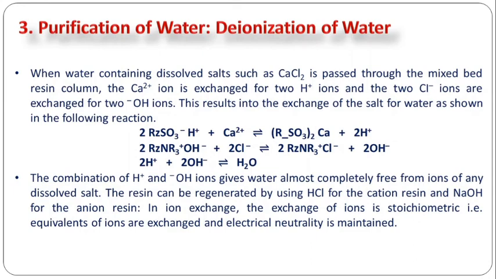In ion exchange, the exchange of ions is stoichiometric. That is, equivalents of ions are exchanged and electrical neutrality is maintained. So this exchange process is completely stoichiometric. For one cation in the solution, one cation from the resin is required to exchange. For one anion in the solution to exchange, it requires one anion of the resin. So 1:1 proportion, that is stoichiometric.